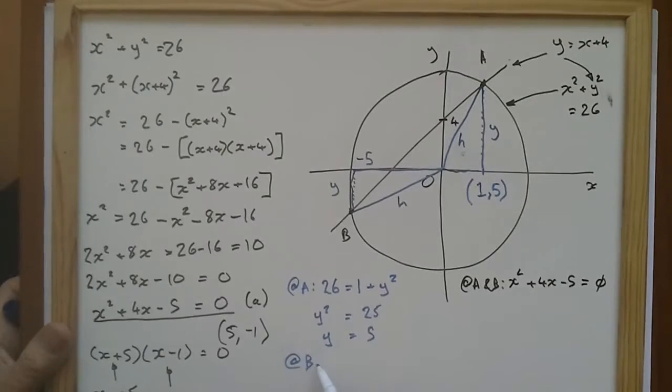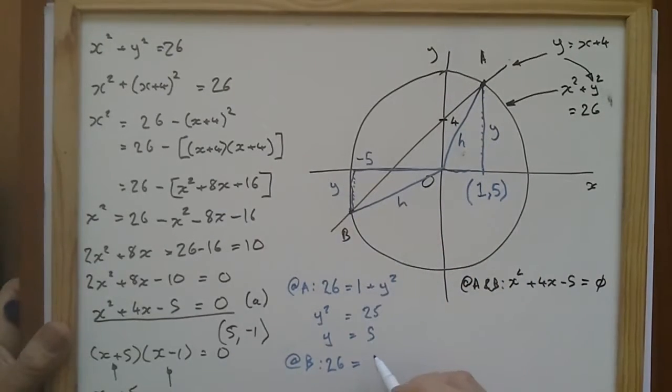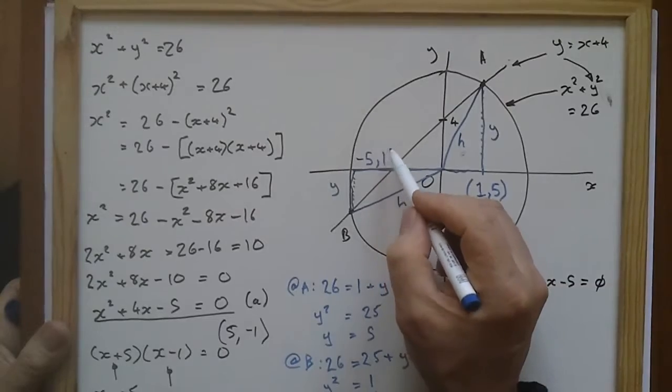And then at B, the same thing applies. The square on the hypotenuse is equal to the sum of the squares on the other two sides. This time the x coordinate is minus 5. Minus 5 squared is 25. And we still need to add that to y squared. So it follows that y squared is equal to 26 minus 25, which is 1, which means that y is the root of 1, which is just 1. So here, y is 1.